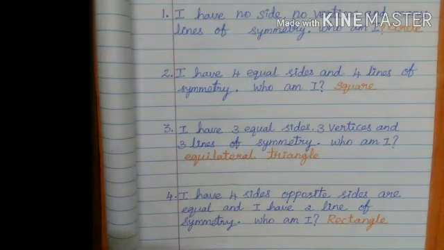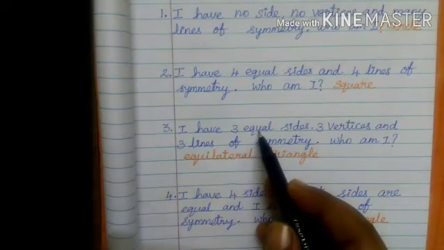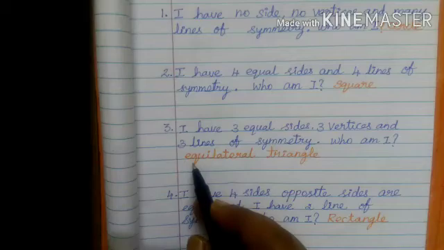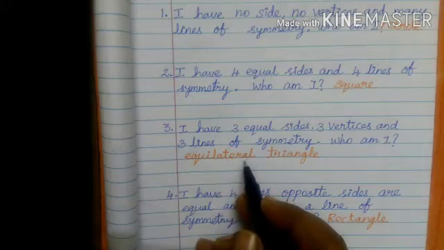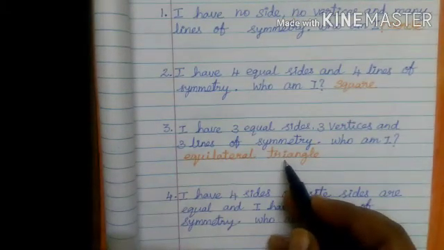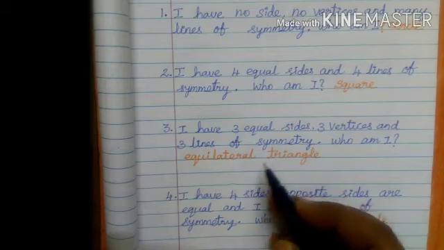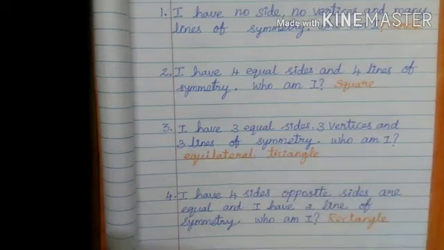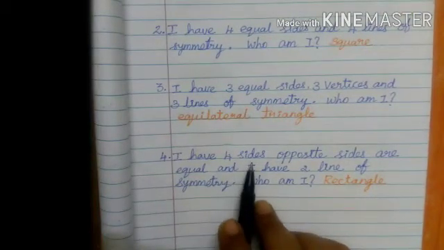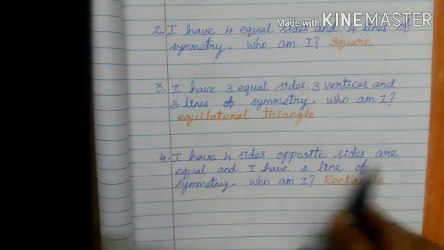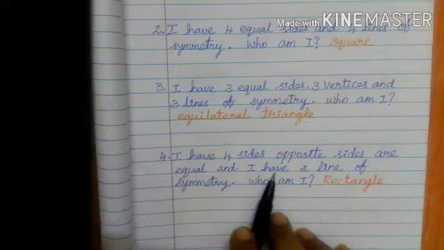Then third one, I have 3 equal sides, 3 vertices and 3 lines of symmetry. Who am I? Which one is having 3 lines? Triangle. But here equal sides is given to you, so you write equilateral triangle. E-Q-U-I-L-A-T-E-R-A-L triangle, equilateral triangle.